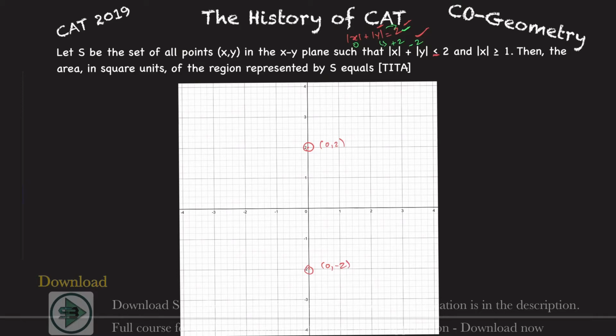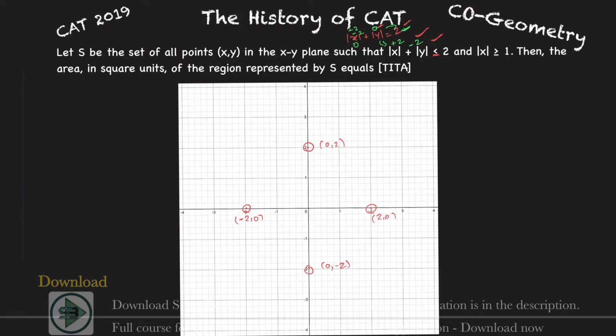Similarly, if I put y as 0, what will happen? x will be equal to plus 2 or minus 2. Again I am getting a 2 here, but I don't know the sign, so x could be plus 2 or minus 2. So let's plot it here. Now x could be 2 comma 0, or here it could be minus 2 comma 0. So that is what I get.